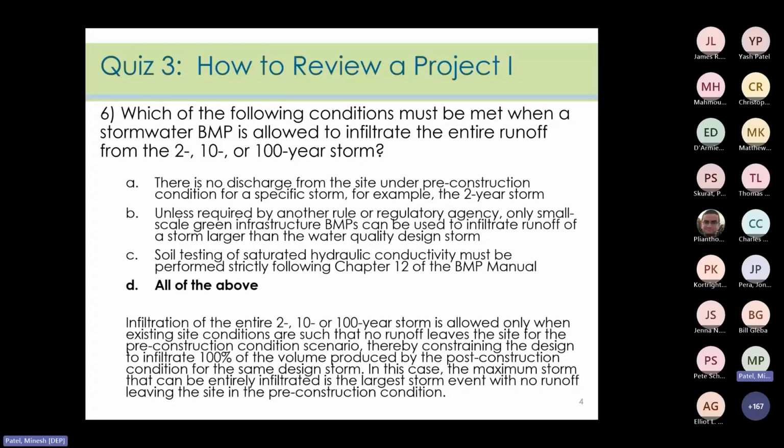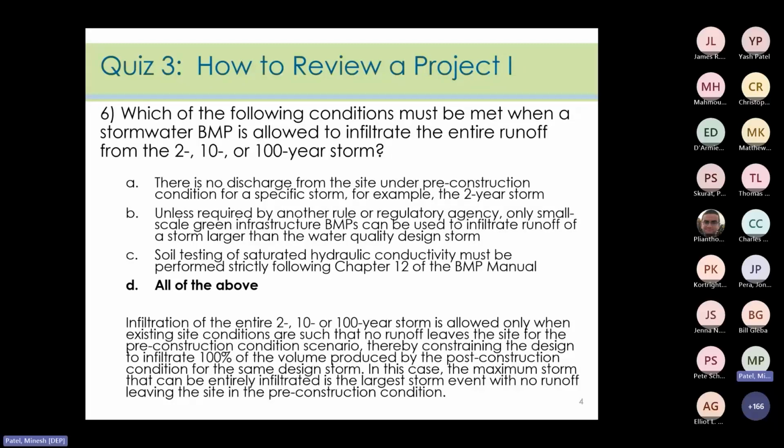The maximum storm that can be entirely infiltrated is the largest storm event only if no runoff is leaving the site in the pre-construction condition. So for example, if there's no runoff from the pre-construction 10-year storm, but there is for the 100-year storm, then for the proposed condition, the maximum design storm that can be fully infiltrated is the 10-year storm.